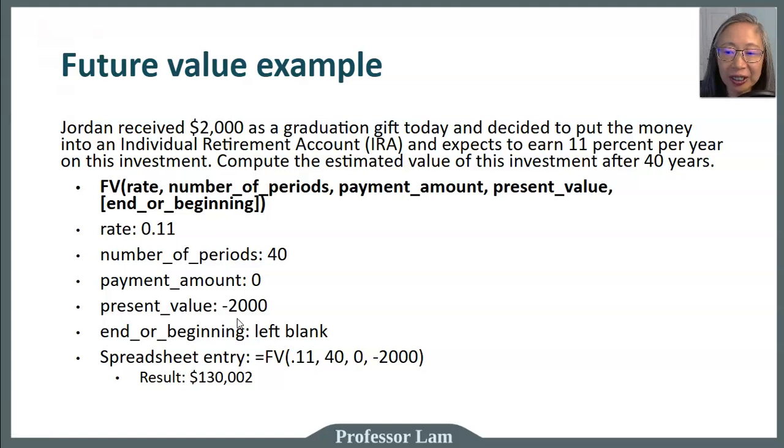You can try entering 2,000 and omit the negative sign, so just put $2,000 in. You should get negative $130,002 in result. The reason is the algorithm assumes that if you get $2,000 today, you have to pay back $130,000 in the future. So if you sacrifice or invest $2,000 today, you'll get back $130,000 in the future.